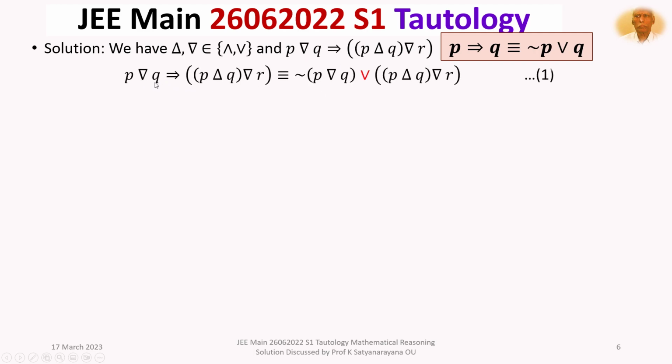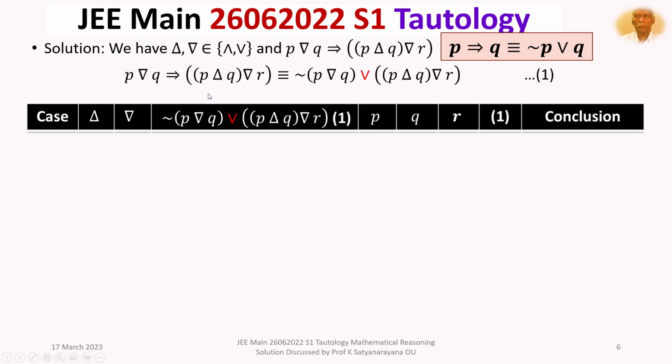So P del Q implies P delta Q del R is logically equivalent to the negation of the first, that is P del Q, or the second, that is P delta Q del R. So instead of this one, we take this and test for tautology: for which logical connectives delta and del is this a tautology? So we deal with four cases.